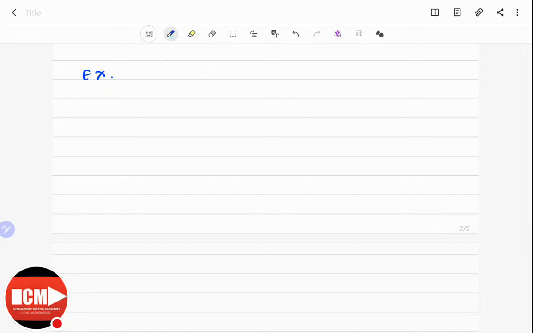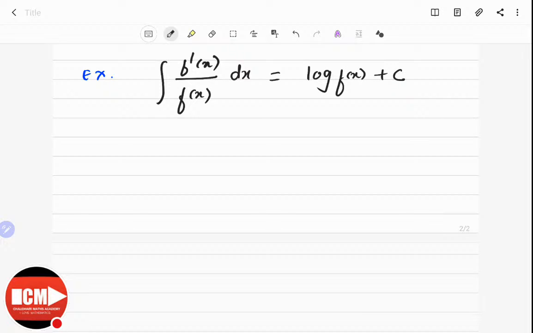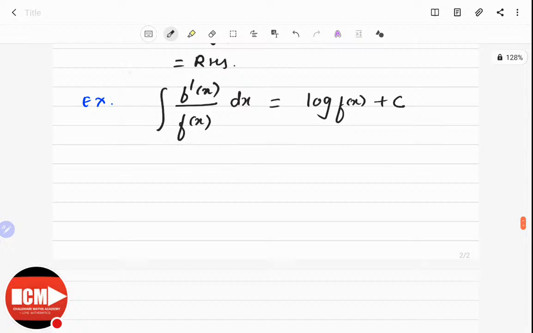So for you, here I am writing this corollary once again. Try to understand the nature of the corollary. A function is present in the denominator and its derivative is present in the numerator. See this pattern, friends. A function f of x is present in the denominator and immediately its derivative is present in the numerator with respect to x. And the answer for such an integration is log of f of x plus c. Please remember, very, very important corollary.